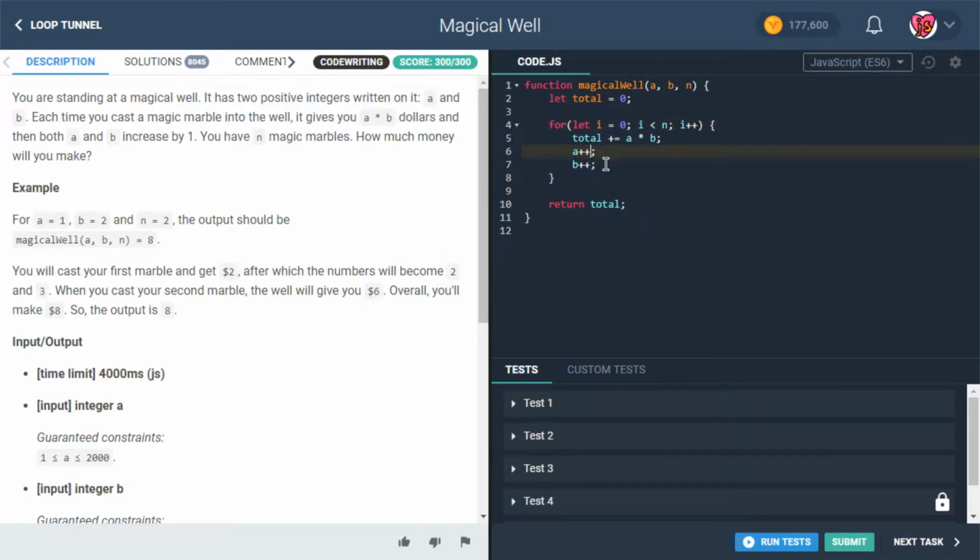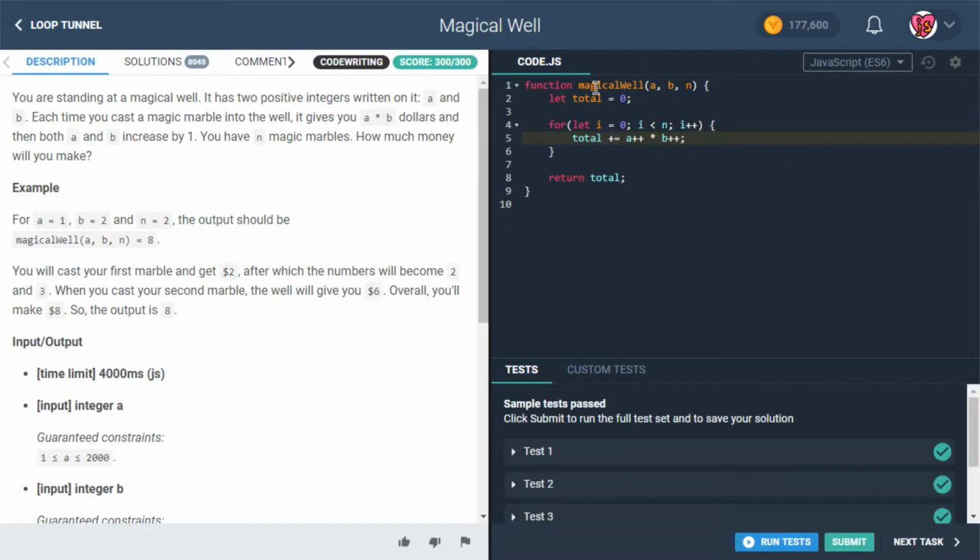So first of all, I want to try to optimize this loop a little bit. Instead of doing this operation involving A and B, and then modifying A, and then modifying B, I want to do it all in one step. So I'm going to do A plus plus and B plus plus. Now you might be looking at that and thinking, oh, but that's not going to work because you're adding 1 to A and adding 1 to B and then multiplying them. So shouldn't that give you the wrong values?